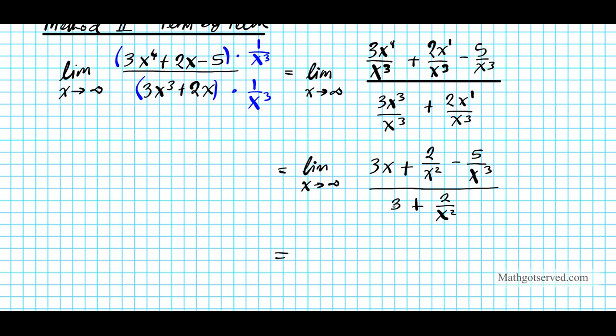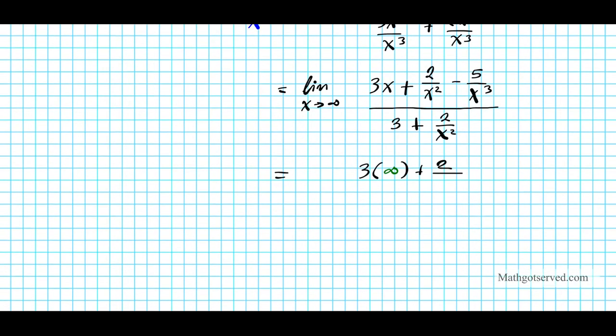Okay? Now that we've divided that out using properties of exponents, what we're going to do now is input this limit into the variables. All right, so if we do that, we're going to have 3 times infinity in place of the x plus 2 over infinity squared, minus 5 over infinity to the third, and then that whole thing divided by 3 plus 2 over infinity to the second power.